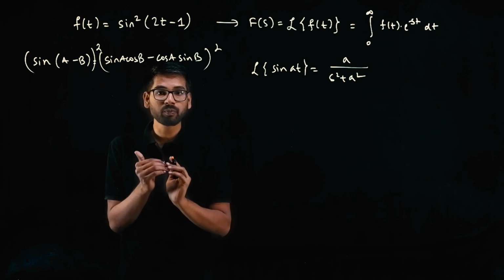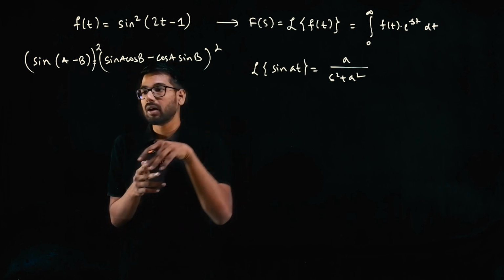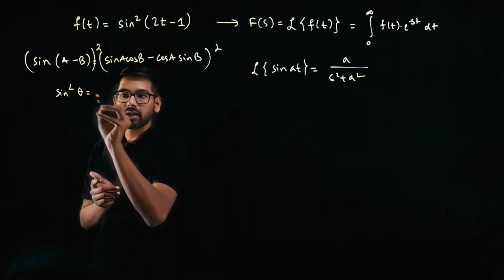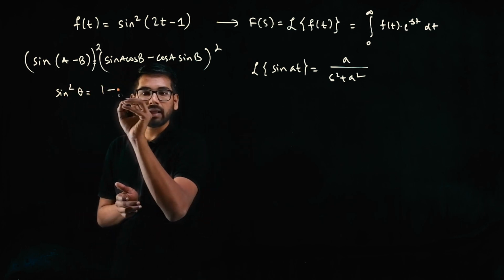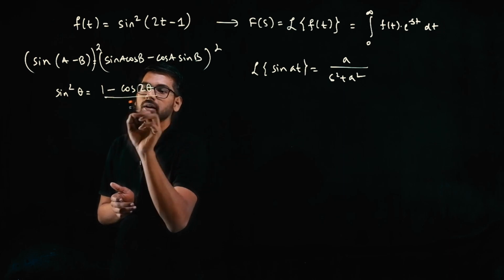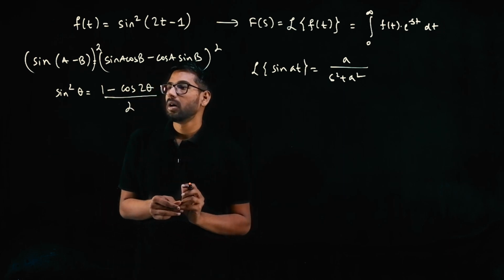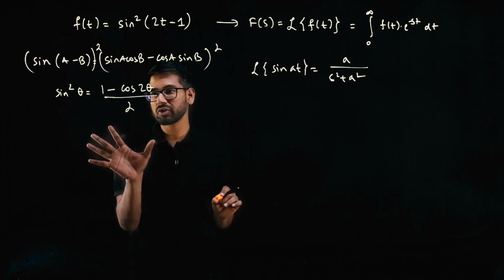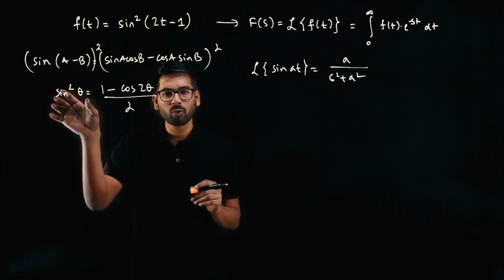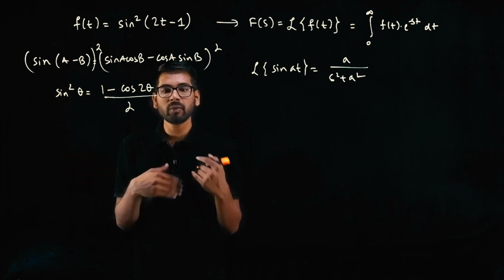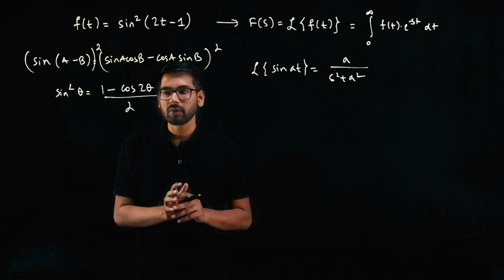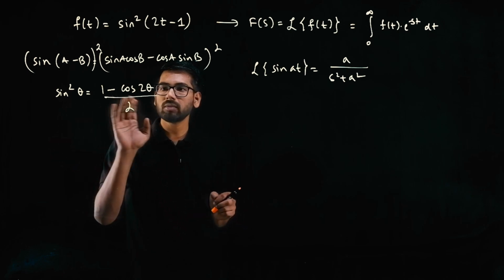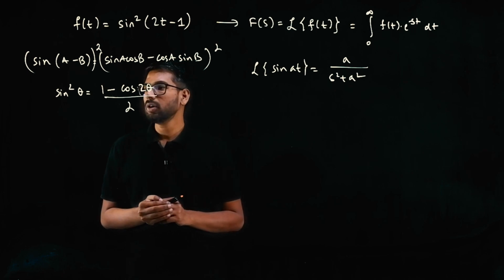So instead, what we will do is first evaluate the square. How do we do that? We know one more formula: sine square theta is 1 minus cos 2 theta by 2. This is one of the great formulas of trigonometry, because it is used everywhere in engineering. Whenever you have sine square or cos square, you should be able to convert them into power 1 terms. If you have cos square, it is 1 plus cos 2 theta by 2. If you have sine square, it is 1 minus cos 2 theta by 2.